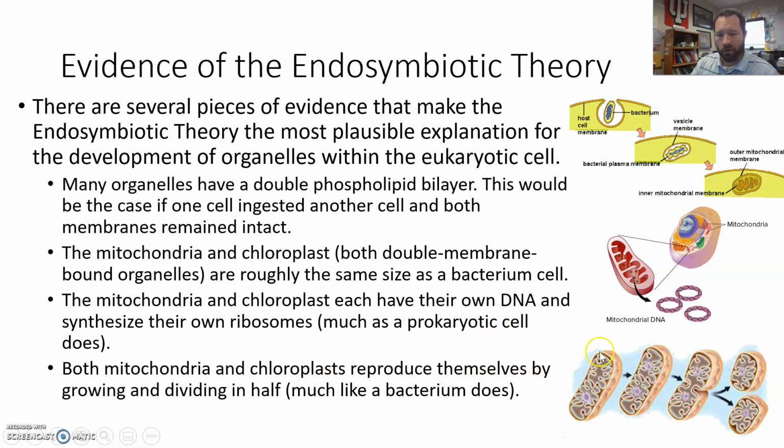They grow, they elongate, and then they split in two. What does that look like? There's a mitochondria growing, getting longer, and then splitting in half. And that's how our cells replicate mitochondria, and plant cells replicate mitochondria and chloroplasts. As they grow, they get longer, and they split in two.